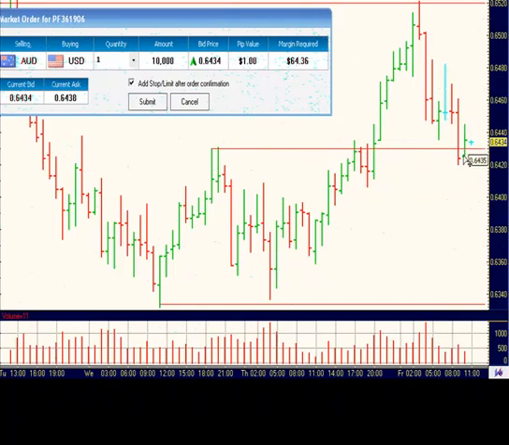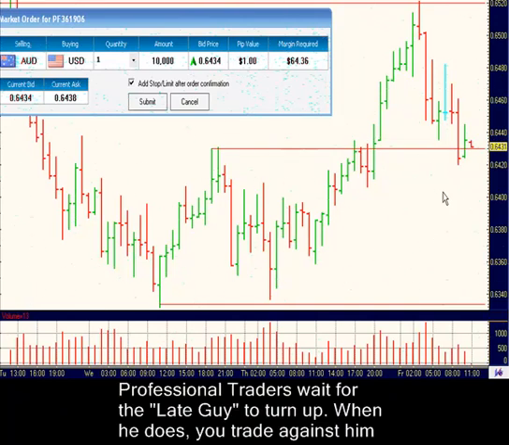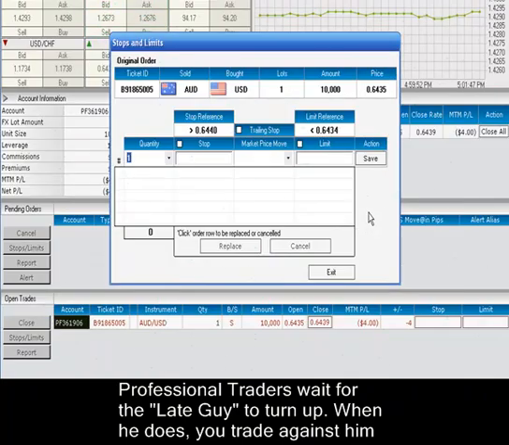I'm looking to exploit this move, because professional traders exploit what happens in the market. It's a totally different mindset, not waiting for all our ducks to line up before we take a trade. Here we go, there's my entry. I want to take it at 64.35.